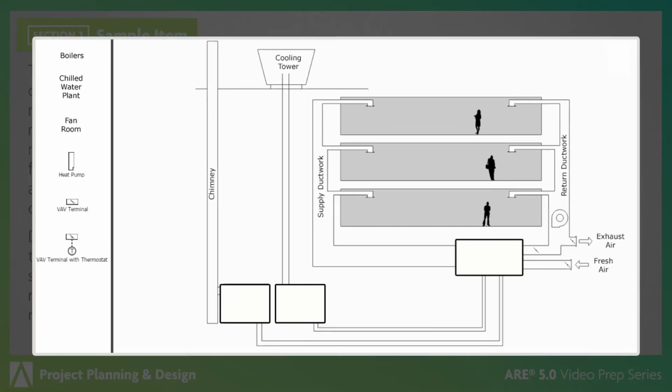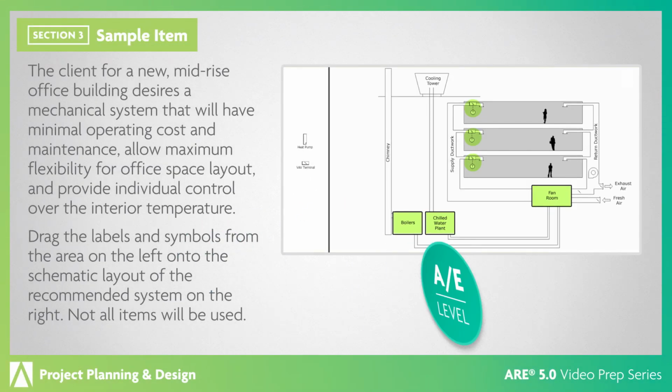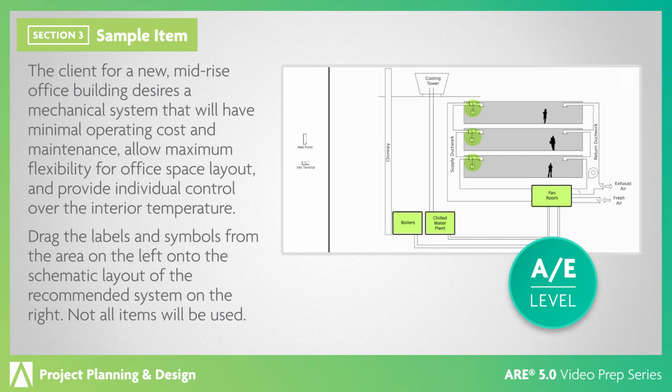The single duct variable air volume system, as described in the Architect's Studio Companion, meets all of the client's requirements. The fan room is the central hub for the system, conditioning the fresh air before distributing it through the building. Cooling is provided by the chilled water plant, which requires a cooling tower. Heating is provided by boilers, which exhaust through the chimney. Finally, each conditioned space requires a VAV terminal with a thermostat, providing both flexibility and temperature control within individual spaces. This is an AE level item requiring analysis of the client requirements and an evaluation of system options.